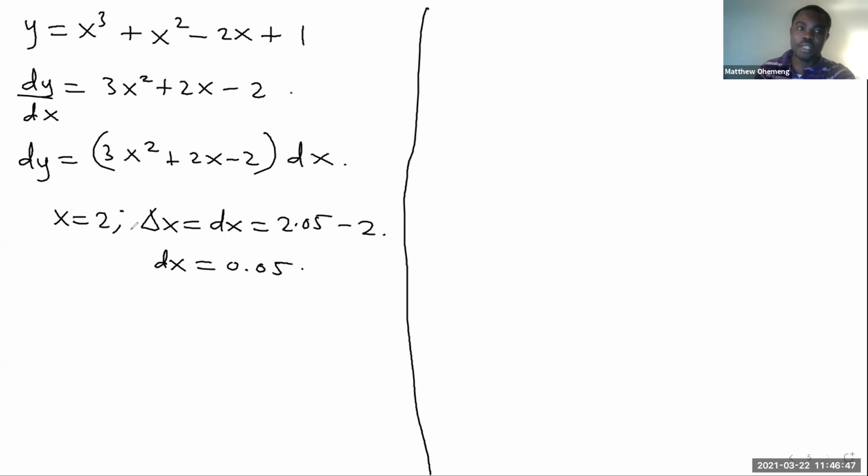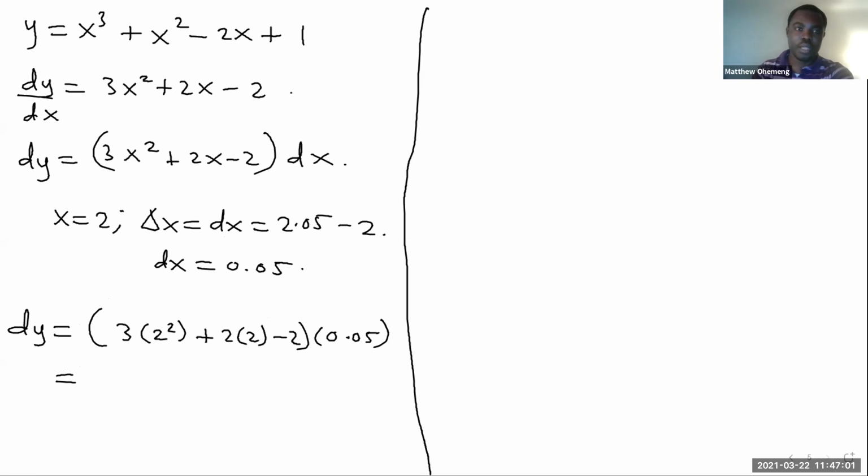Okay, now that you have this, you can get the differential. So dy will be equal to what? That'd be 3 times 2 squared plus 2 times 2 minus 2, and then times the differential dx, so that's 0.05. And that'll give you, give me a sec, that'll give you 0.7.